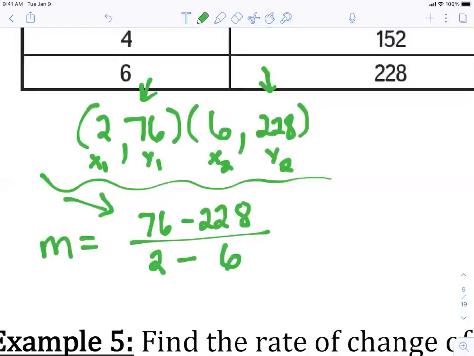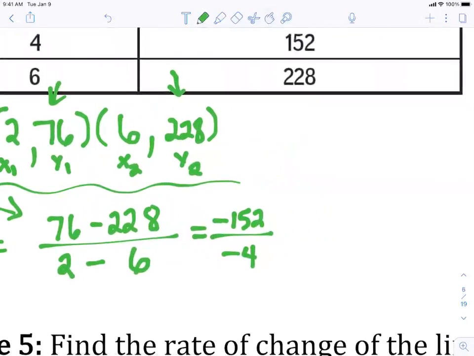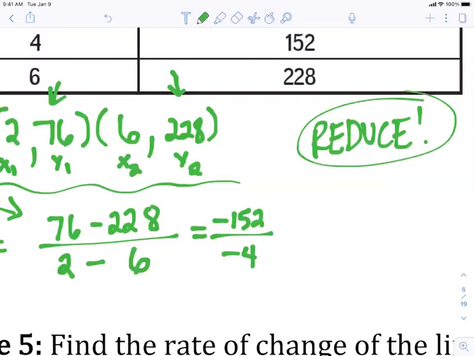And now we're just gonna go ahead and simplify. So I'm gonna take 76 minus 228, and that's gonna leave me with negative 152. On the bottom, I'm gonna do 2 minus 6, which is gonna end up being negative 4. And then, as always with all fractions, we always reduce. So negative 152 divided by negative 4 gives us 38, or if you like writing it as 38 over 1, either way, you just found your slope. We're gonna rise 38 and we're gonna run 1.